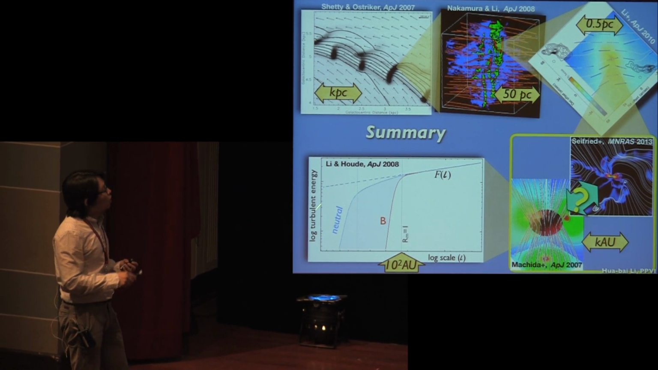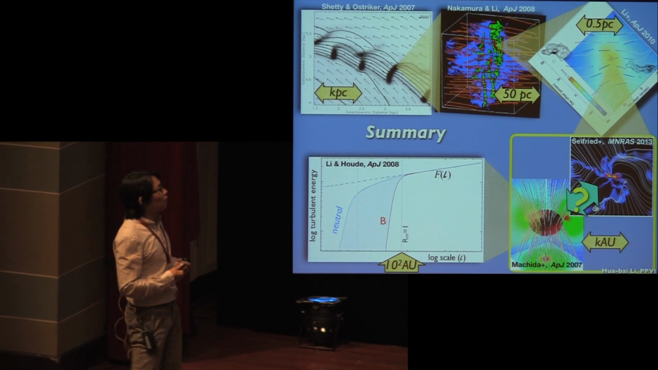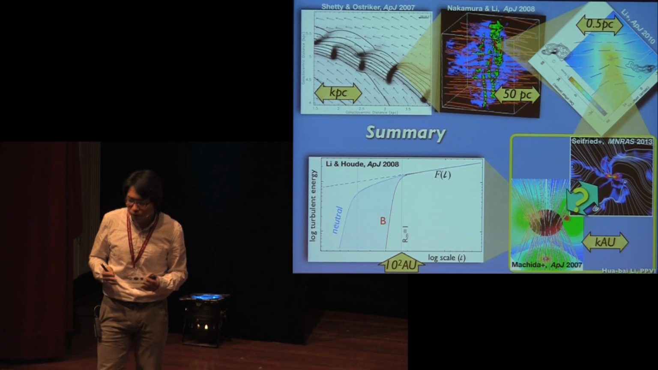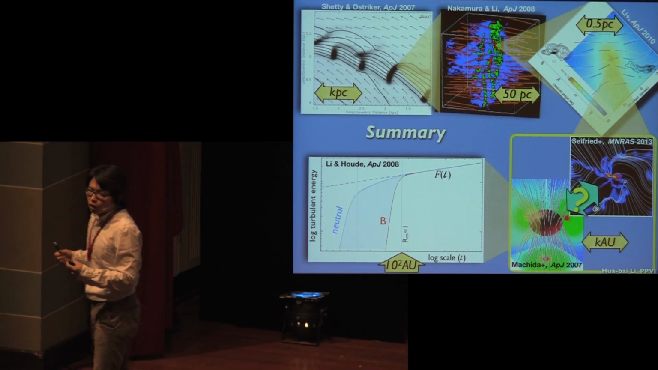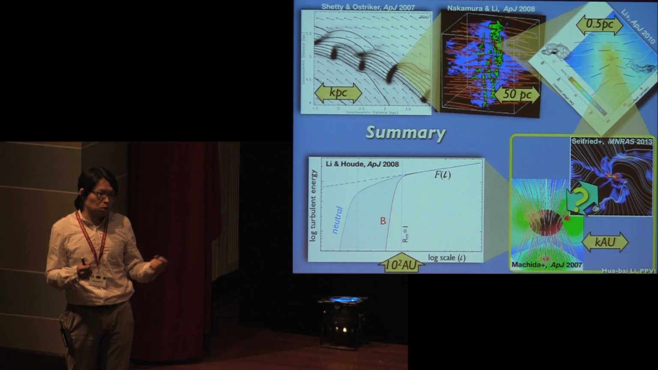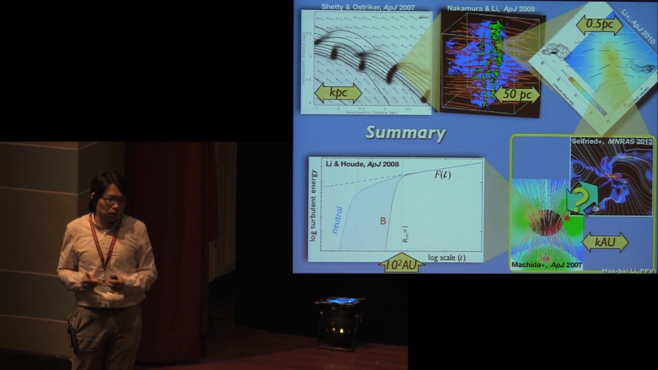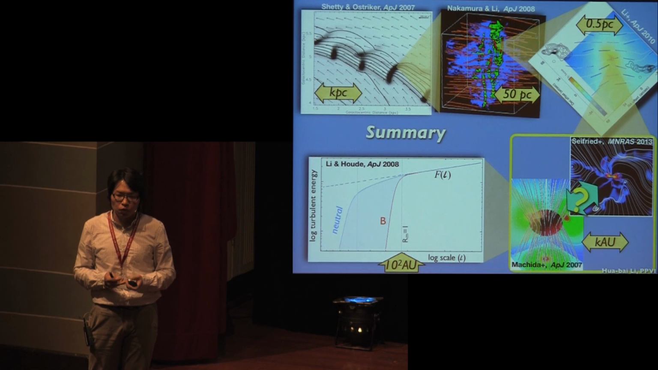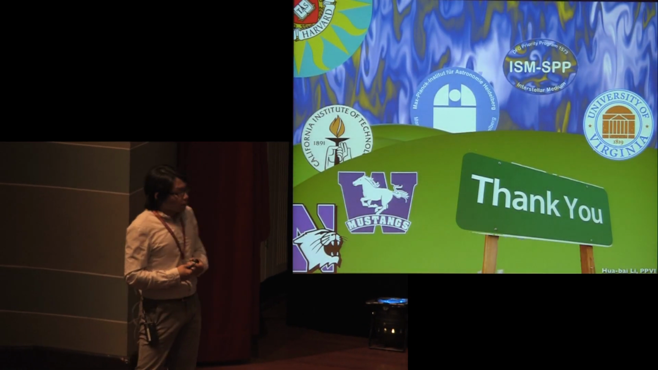But in either case, I think at a smaller scale, the B fields should start to be decoupled from turbulent eddies, and this might have some effect on the magnetic braking catastrophe. I will end here. Thanks.